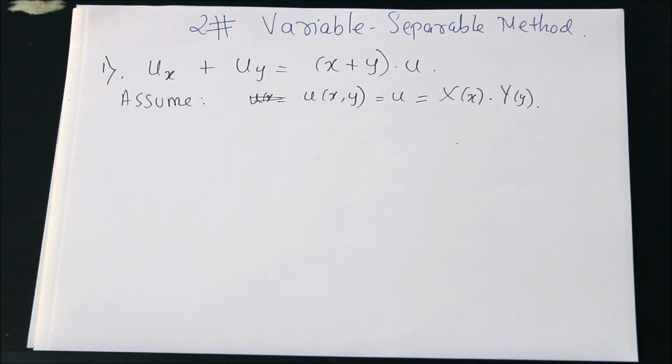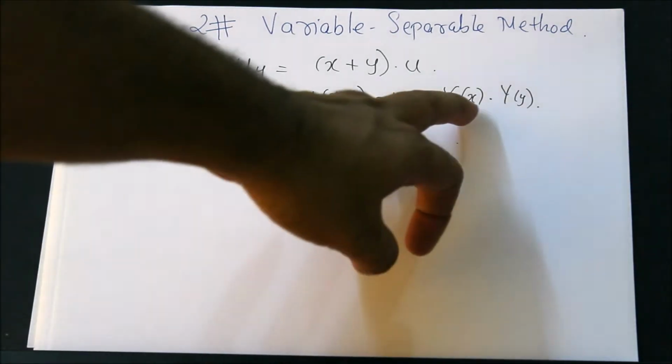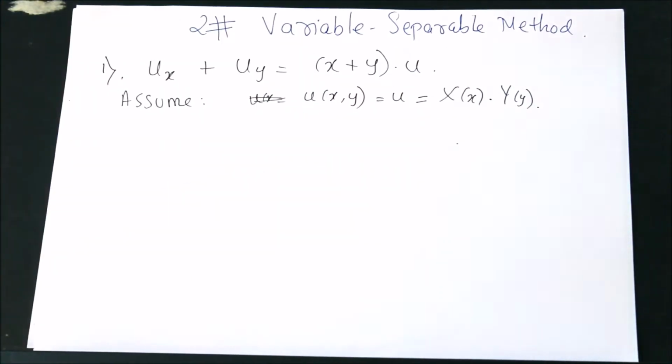What the method says is, suppose you have a partial differential equation. In this one I have written the partial derivative of u with respect to x plus the partial derivative of u with respect to y is equal to something. Where x and y are independent variables, and u is the dependent variable. What we assume is that the solution u, which is a function of x and y, can be written as the product of two functions, one function involving only terms of x, and the other involving only terms of y. That means we can separate x and y.